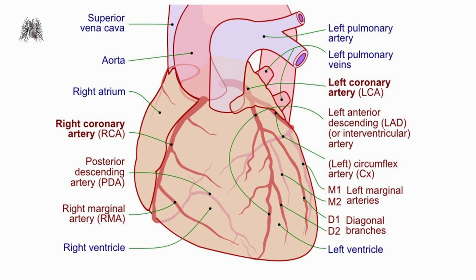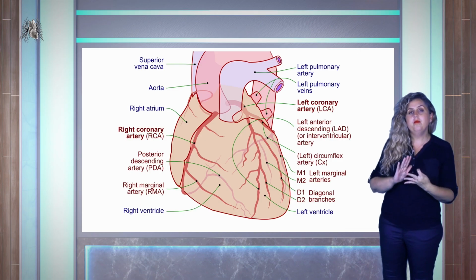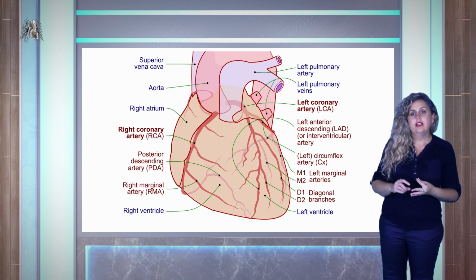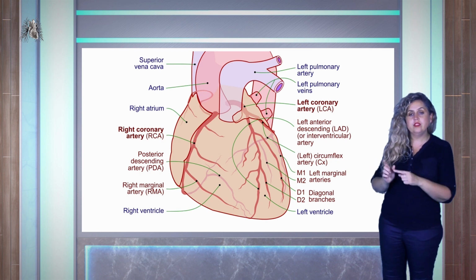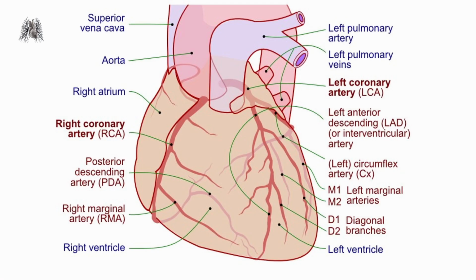And another section that it breaks up into is the circumflex, which goes around the back. Those are the three main coronary arteries. If you have an MI in that first section of the left coronary artery before the split, that is colloquially called a widowmaker. It's a terrible slang word, but it explains it very well.